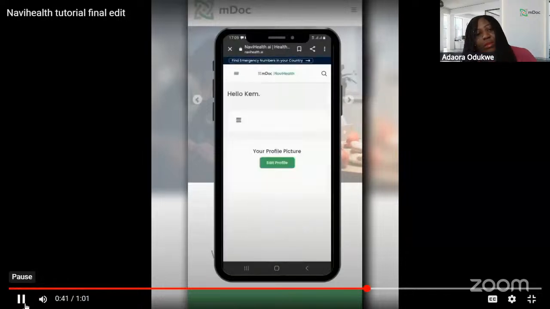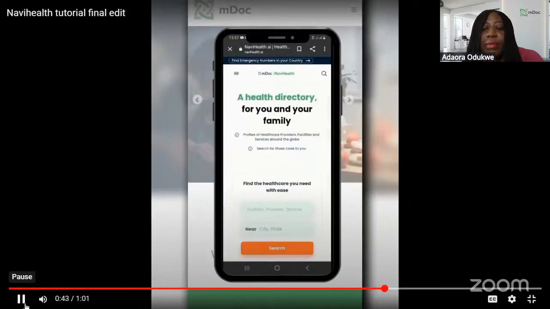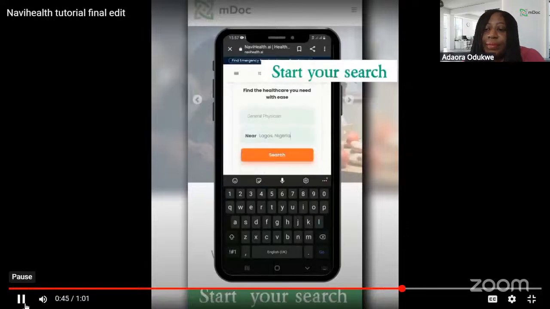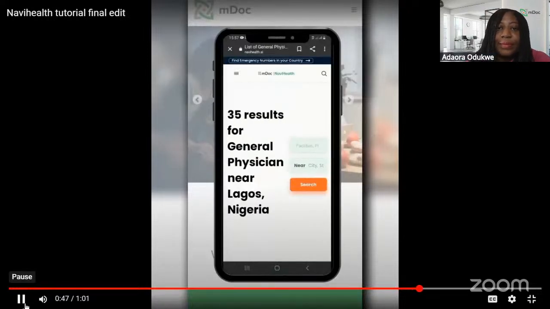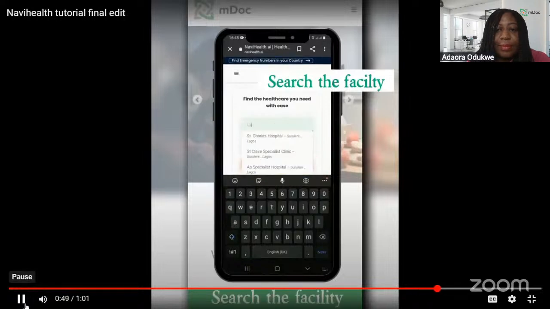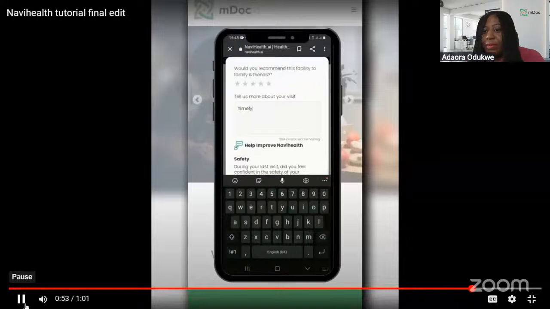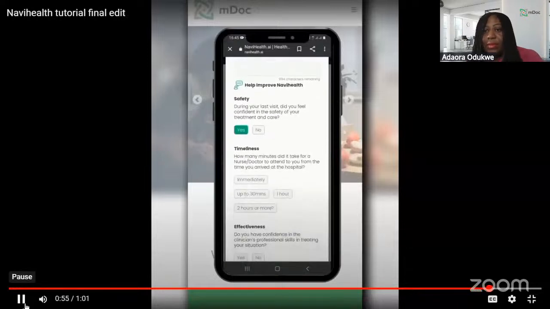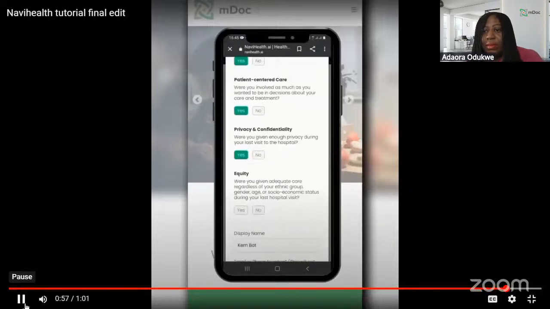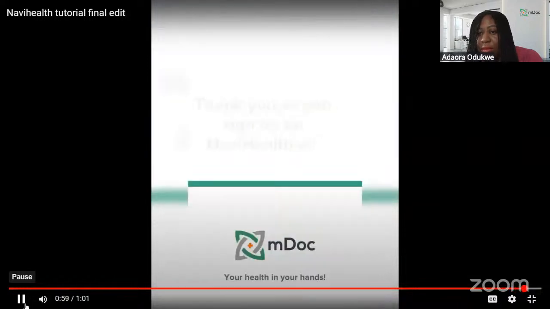Once the sign-up process is complete, search for a healthcare service close to your location, and once the results pop up, you can search for a facility close to your location. Once you search for a facility, you can click to leave a review on that facility. Make sure your reviews are 100% authentic and original. Input a display name which is not your profile, and thank you for using NaviHealth.